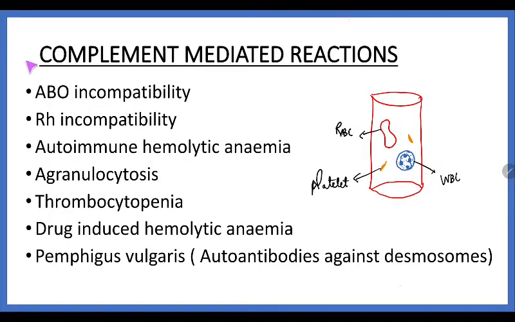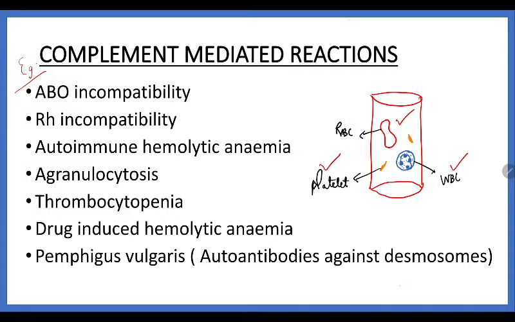Now what are the examples for complement mediated reactions? To remember more simply, just remember complement is basically a serum protein that will be present in serum. So serum is present in the vascular compartment, that is in the vessels. In the vessels, the three important cells are the RBC, WBC and platelet. Here I have depicted the neutrophil. So fine. The diseases related to RBC, platelet and WBC are the complement mediated reactions, that is ABO incompatibility, Rh incompatibility, that is based on the surface antigen on the RBC, autoimmune hemolytic anemia, agranulocytosis, thrombocytopenia and drug induced hemolytic anemia.